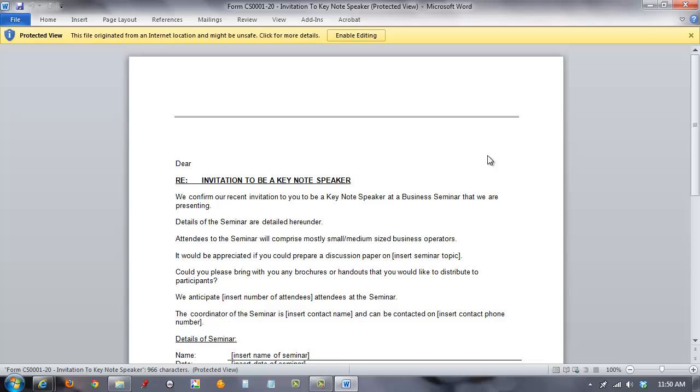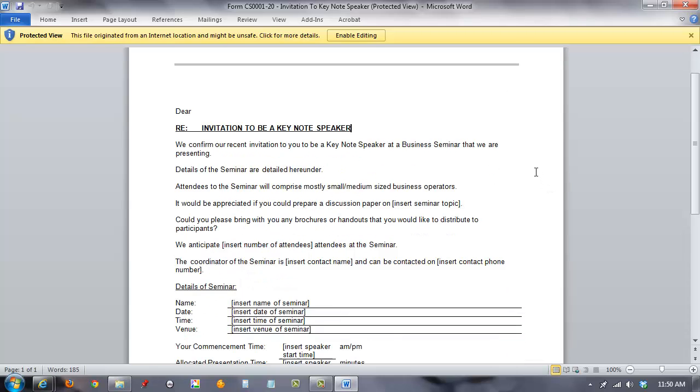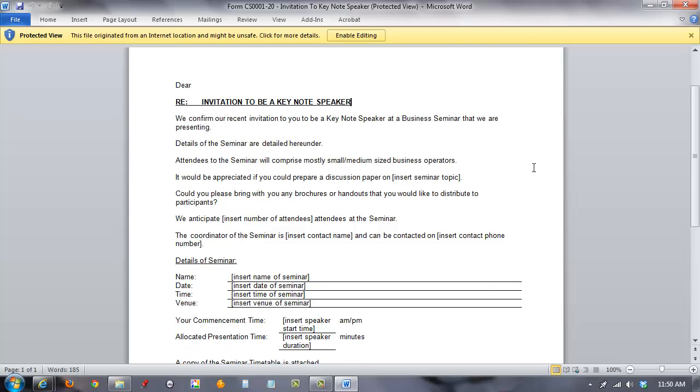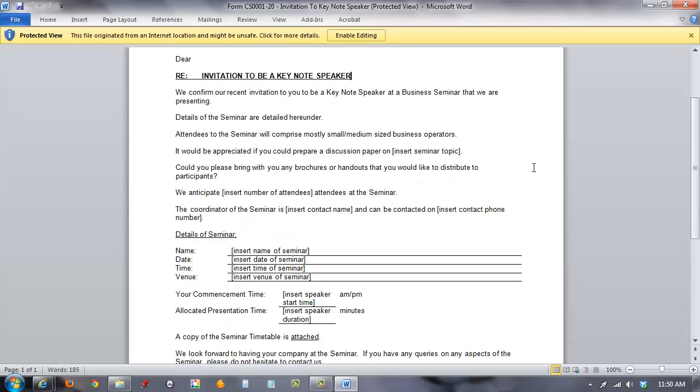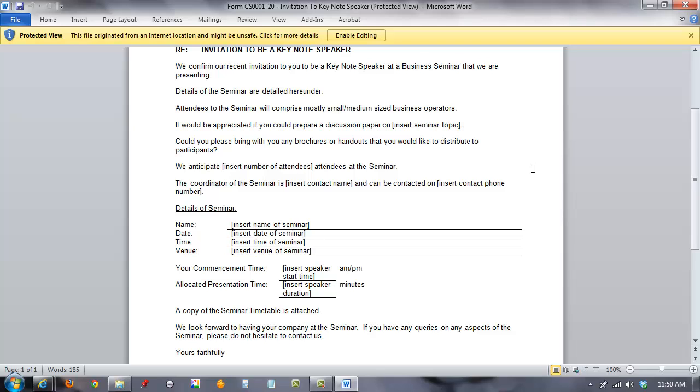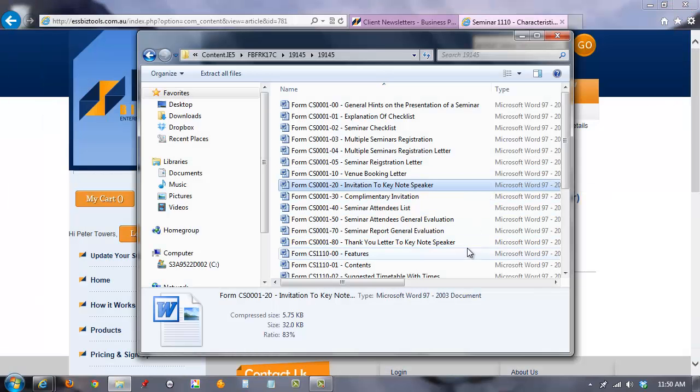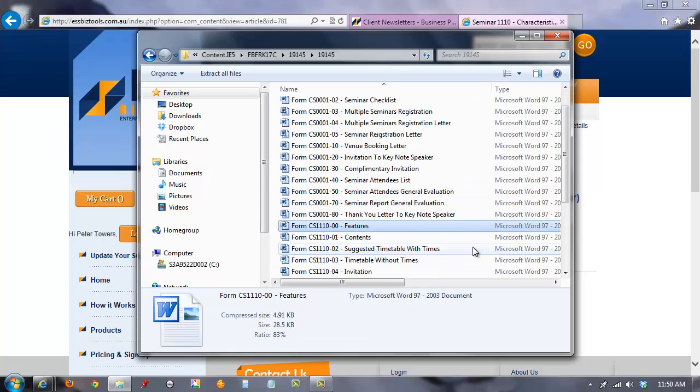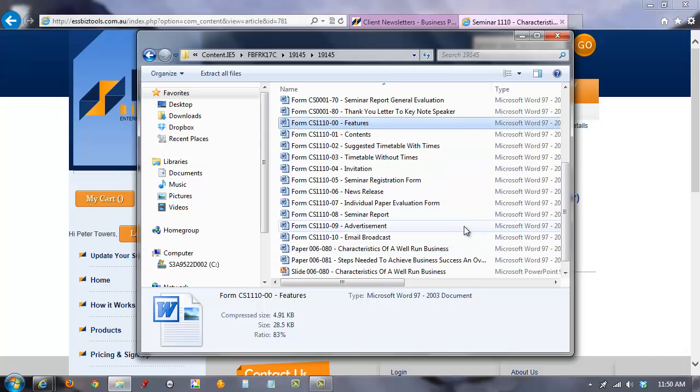presentation. Another form which we have there, which you may care to use, is an invitation to a keynote speaker. It's up to you whether you use keynote speakers, but it's a good idea to confirm to them the invitation and the time and the subject heading that they're going to talk about, because you don't want to be promoting that a certain person's going to speak at a seminar and then for some reason that person doesn't turn up.